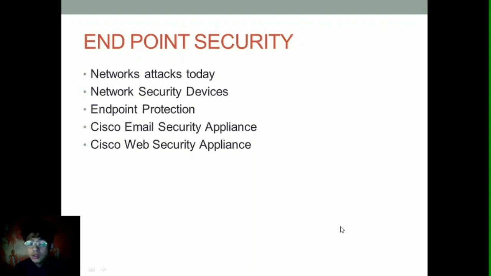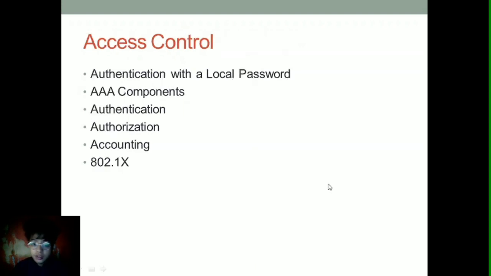And now, let's go to the next, which is access control. In access control, there is authentication with local password, AAA components (authentication, authorization, accounting), and 802.1X. With authentication with a local password, many types of authentication can be performed on networking devices and each method offers varying levels of security.